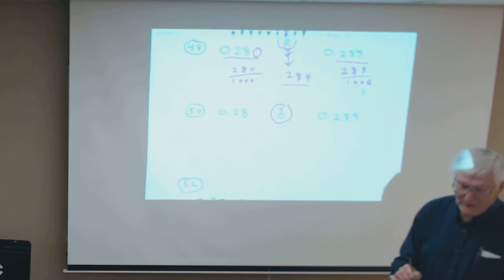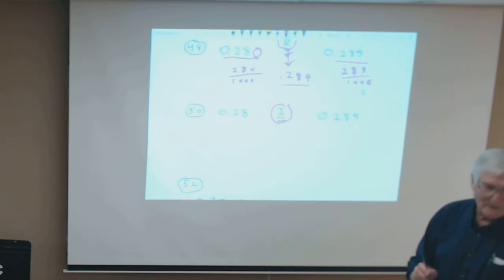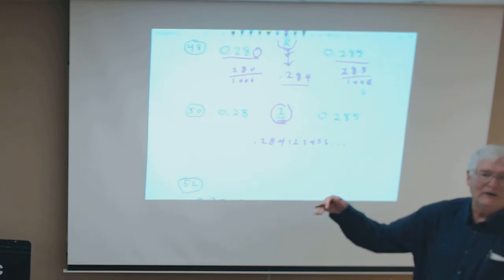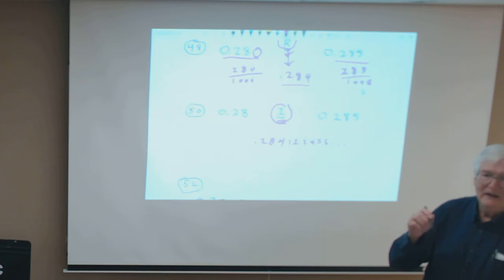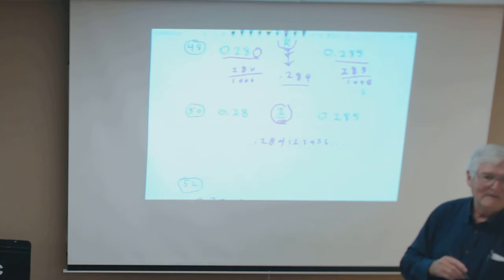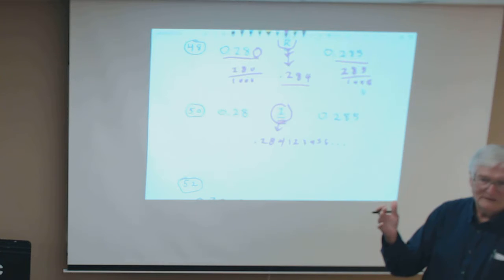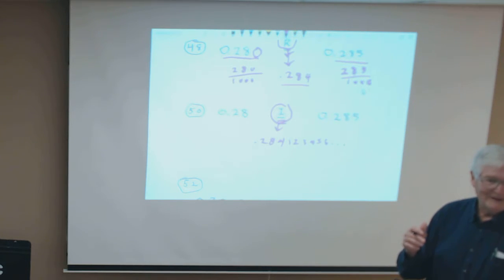Now, how would I take 0.284 and make it an irrational number? Watch this. 0.284 1, 2, 3, 4, 5, 6, ... You follow what I did? I just stuck a bunch of junk on there and put 3 dots to say it doesn't terminate. And I just made it an irrational number. Everybody follow the process? You like this? No, you don't like this.